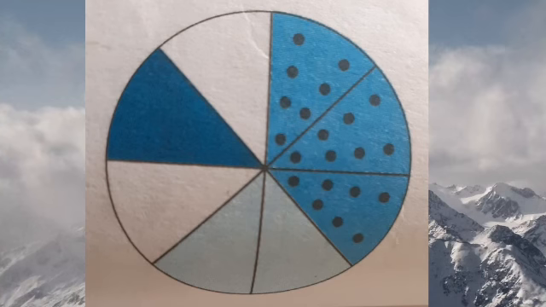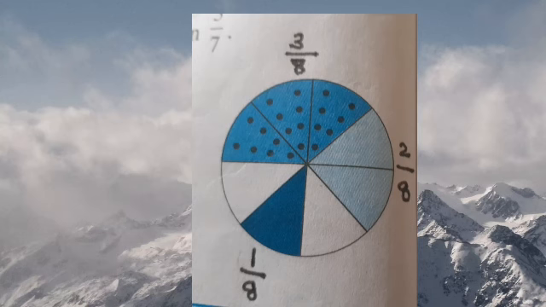Let's solve one more example. Take a circle and divide it into 8 equal parts. We shall color 3 parts with one dotted color and 2 parts with one color and 1 part with another color. So the part with dotted color is 3 by 8. The part with one color is 2 by 8 and the part with another color is 1 by 8.